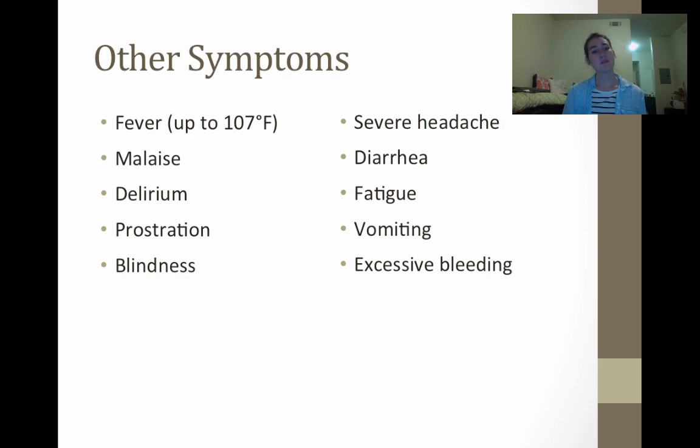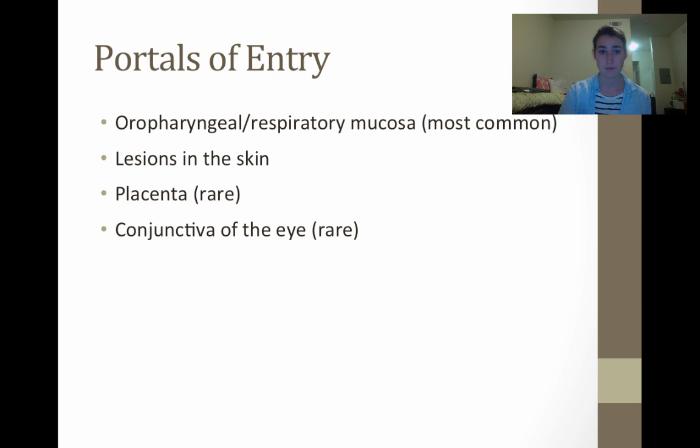So other common symptoms are pretty typical: a high fever, headaches, fatigue, and blindness can occur. It's a rare symptom, and it usually only occurs when the eyes themselves are directly infected. So the virus can enter through one of 4 portals of entry. The most common is the oropharyngeal mucus, the respiratory tract here, but also through breaches in the skin barrier, and then the placenta and eye are rarer portals of entry.